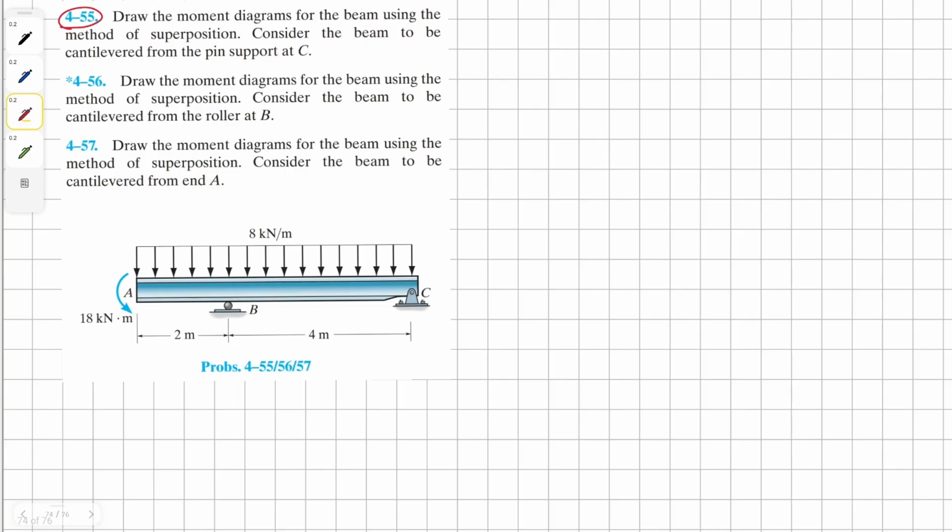Draw the moment diagram for the beams using the method of superposition. Consider the beam to be cantilevered from the pin support at C. To solve this problem, first of all, we need to recognize the number of forces acting on this beam.